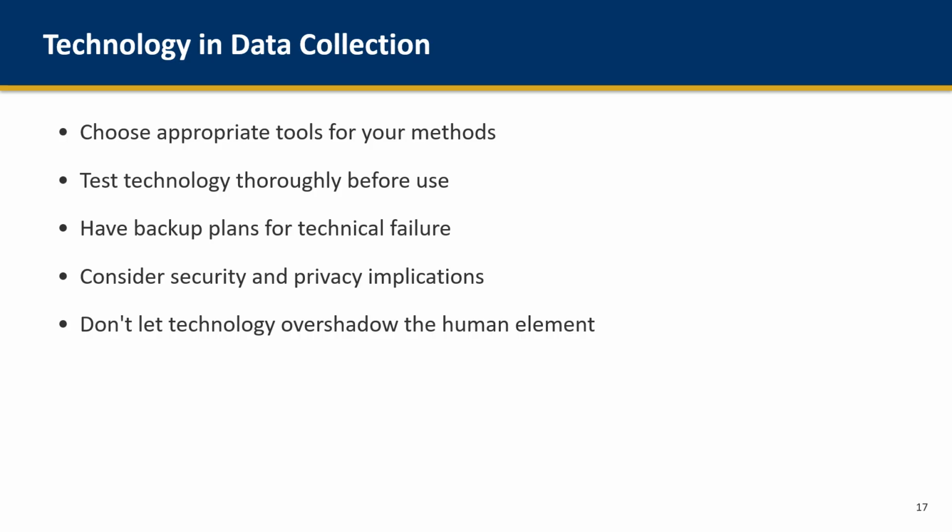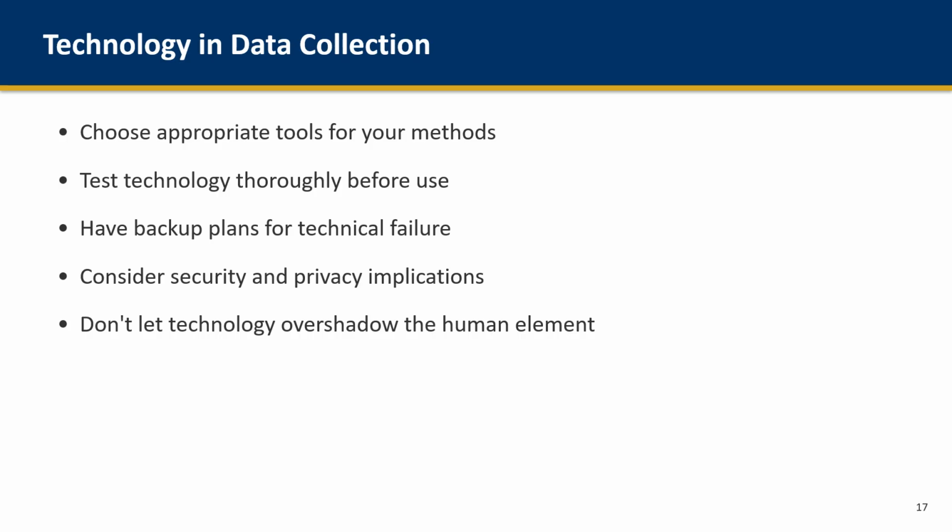Consider security and privacy implications of technology choices. Is data encrypted in transit and at rest? Where are servers located? Who has access? Consumer-oriented tools may not meet research security requirements.